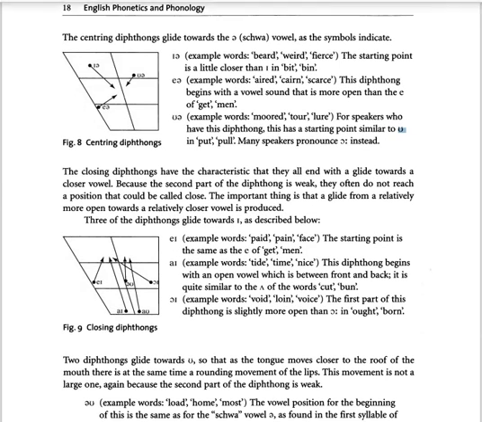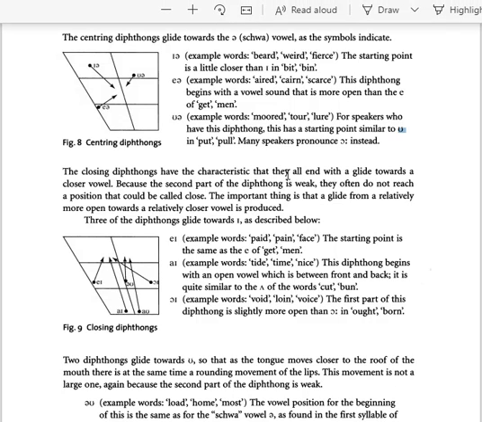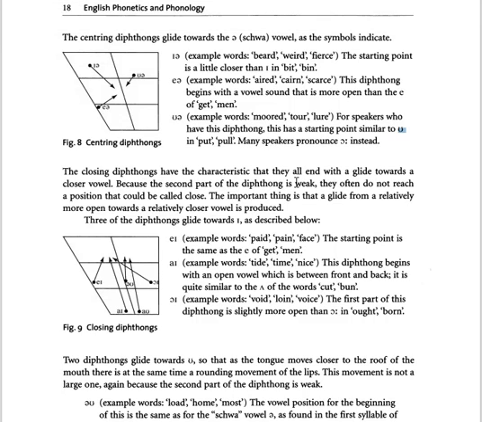The closing diphthongs have the characteristic that they all end with a glide towards a closer vowel, because the second part of the diphthong is weak. As we said, in a diphthong the first part is longer and stronger, but the second part is weak. They often do not reach a position that could be called close. The important thing is that a glide from a relatively more open towards a relatively closer vowel is produced. Three of the diphthongs glide towards short vowel e, as described below.